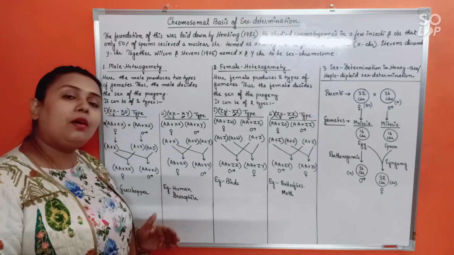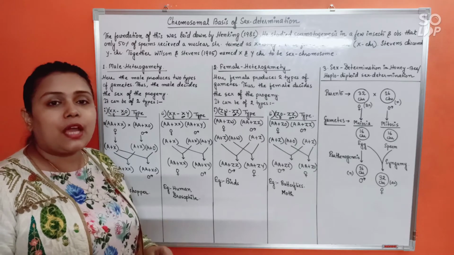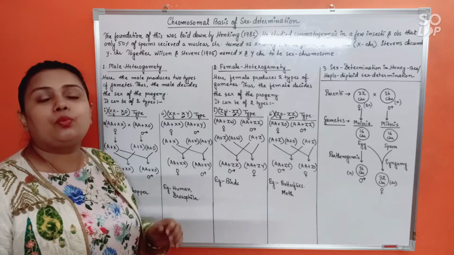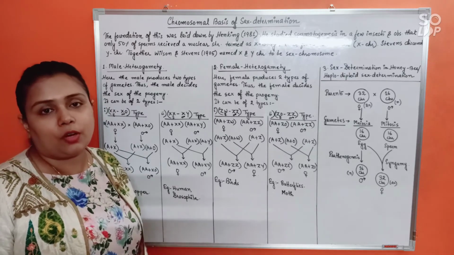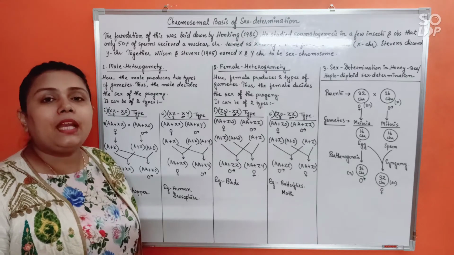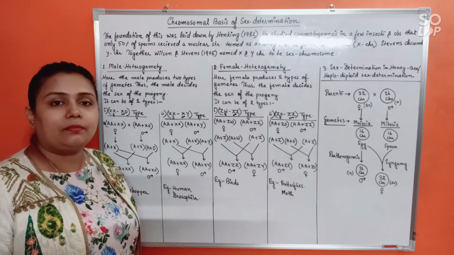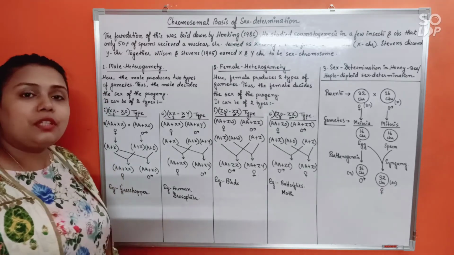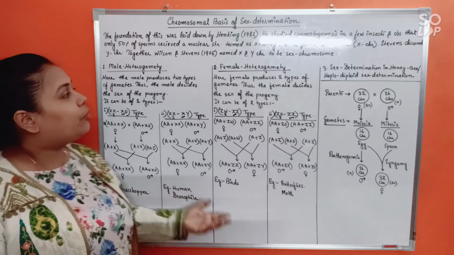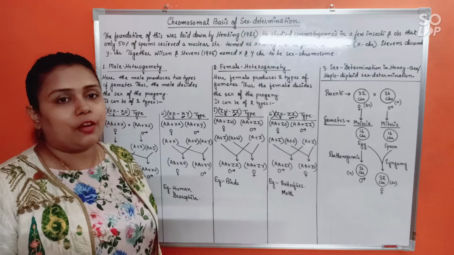So do remember one very important fact here, that in our society it may be the females who are blamed for a daughter being born in the family, but actually scientifically it is the male who decides the sex of the progeny in human beings and not the female. Alright, understood this much? Now let us move on to the next type of sex determination, that is female heterogamity.